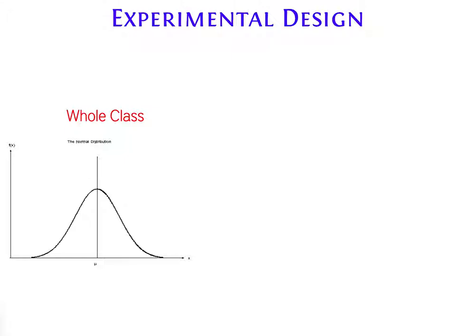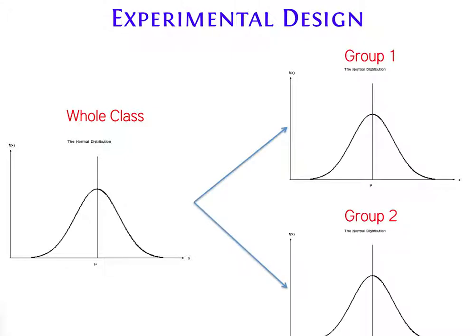If I randomly split the class in half, randomly assign each student to either group 1 or group 2, all of the variation that existed in the whole class will get evenly split, and I'll end up with two groups whose average test performance is about the same.